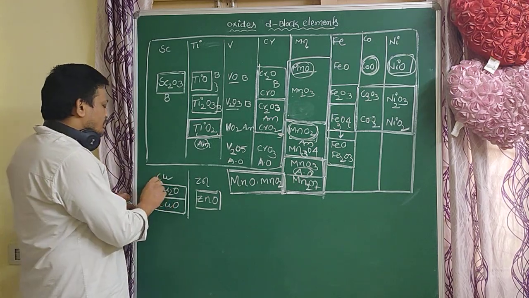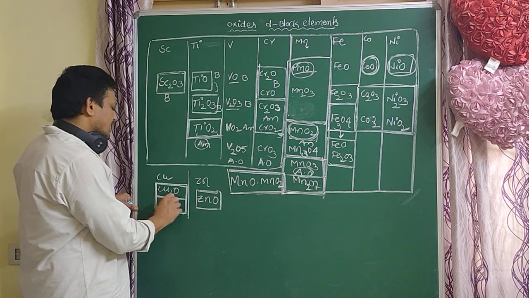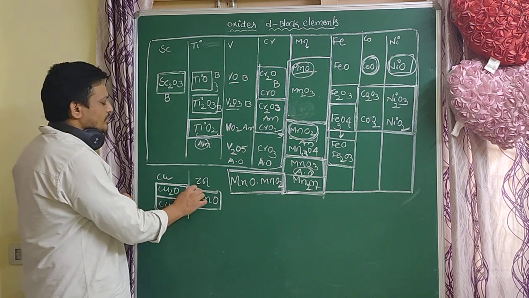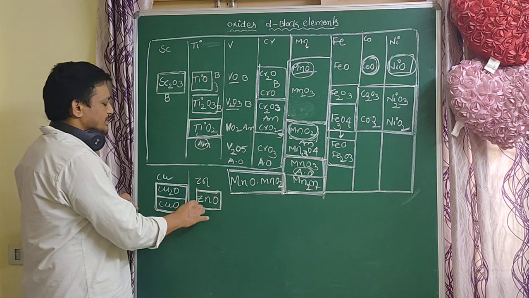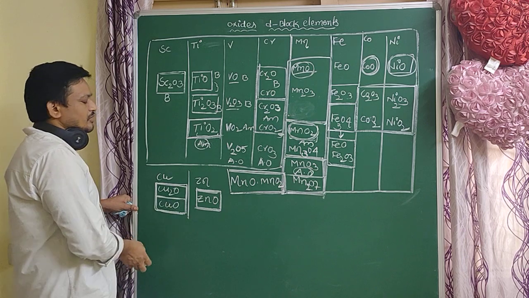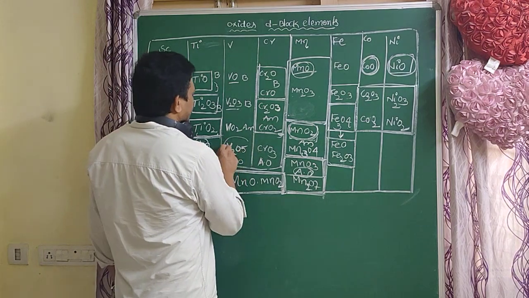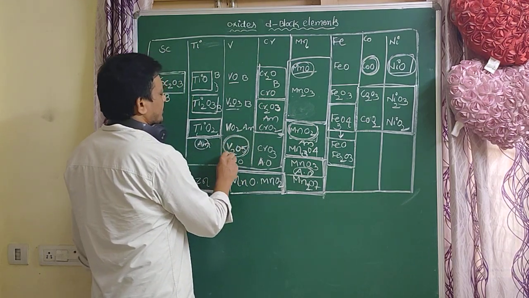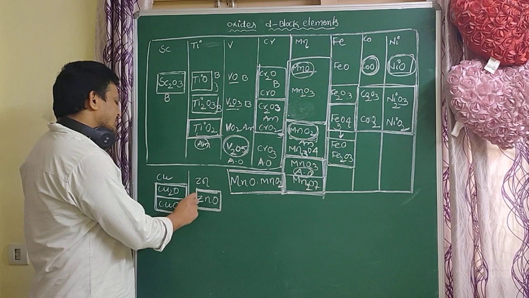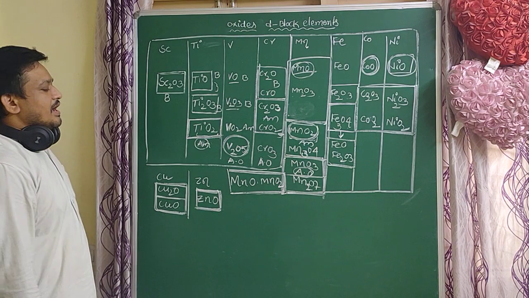Copper oxides are both basic oxides. Sometimes CuO is considered amphoteric in nature, but CuO has more basic nature. ZnO is a pure amphoteric oxide. V2O5 is more acidic in nature, but it is treated as an amphoteric compound according to NCERT. So these are basic oxides, and zinc oxide is an amphoteric oxide.